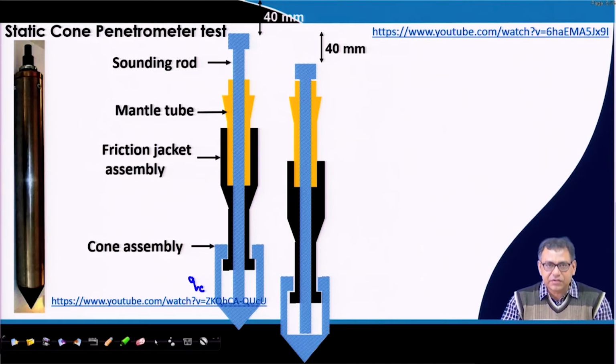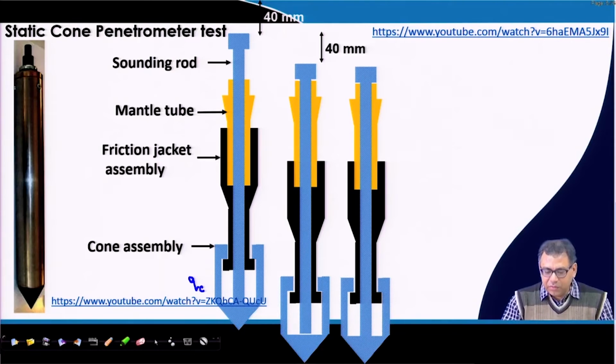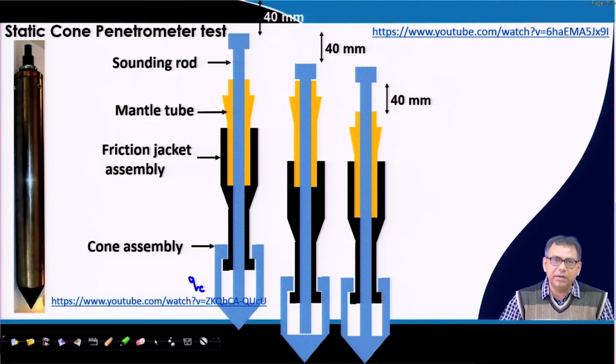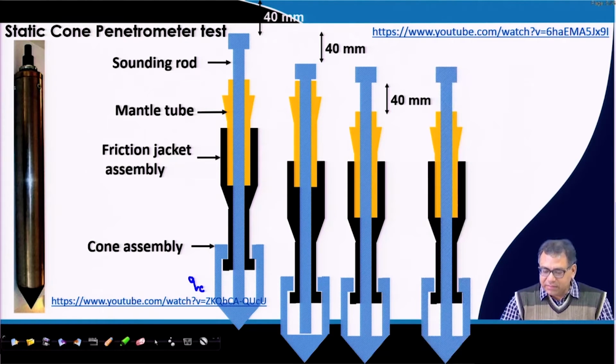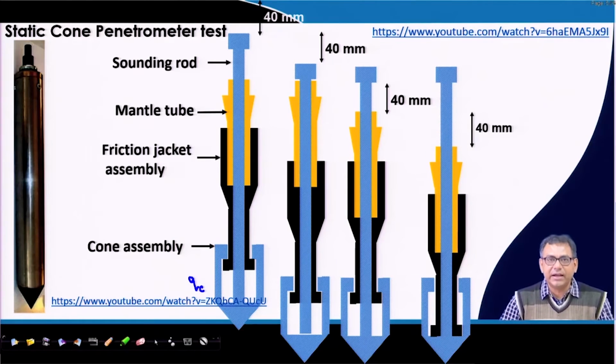Now, if I subtract the cone resistance from the total resistance, then I will get the friction resistance. So, clear? This test will give you the cone resistance and the friction resistance separately. First stage will give you the cone resistance, second stage will give you the friction resistance plus cone resistance, that means the total resistance. In the third stage, the mantle tube is pushed into the soil by 40 millimeter, and in the fourth stage the mantle tube along with the friction jacket is pushed into the soil another 40 millimeter.